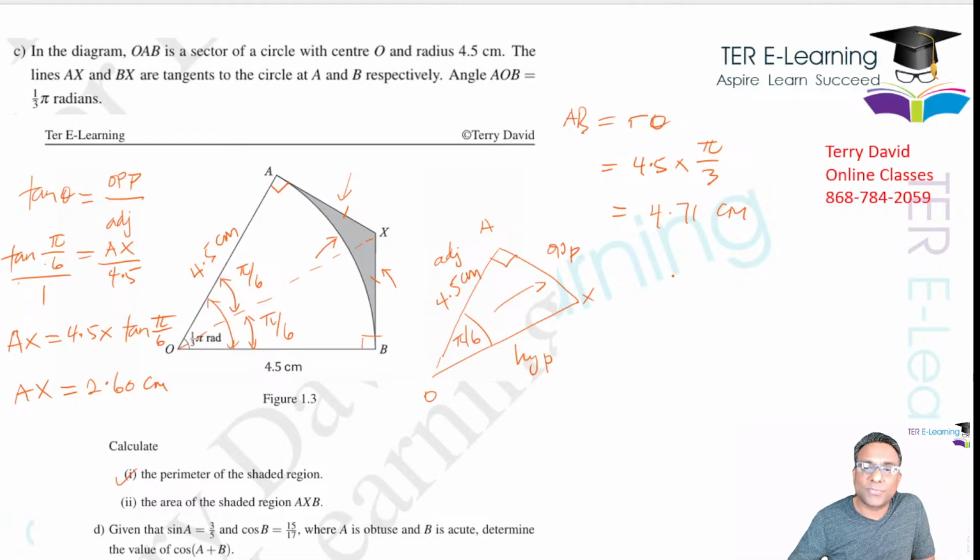Right, so the question asks for the perimeter. So the perimeter of the shaded region is simply going to be the length of the arc, which is 4.71, plus AX, which is 2.60, plus BX, which is also 2.60. So this here is going to be 4.71 plus 2.6 plus 2.6, and you're going to get 9.91 cm.